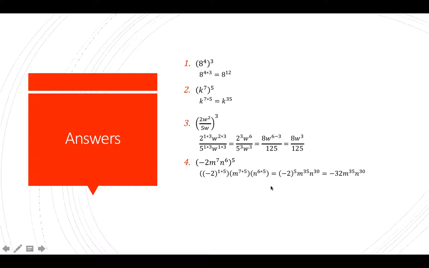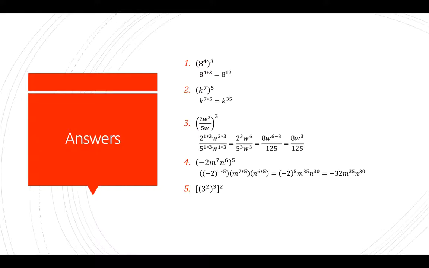So when we simplify that now, we have negative 2 to the 5th, m to the 35th, n to the 30th. And then you could also simplify that down and take the negative 2 to the 5th and write it in standard form, which would give us negative 32 m to the 35th, n to the 30th. Either answer would work for me.